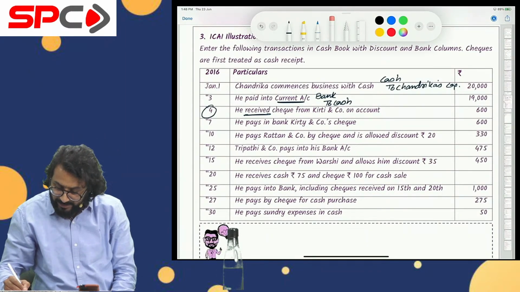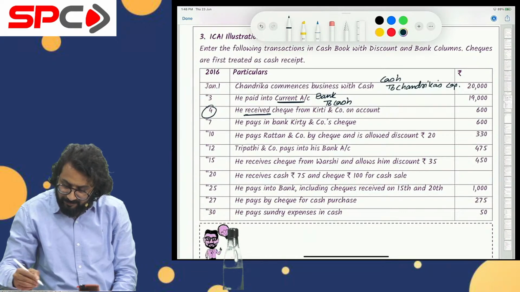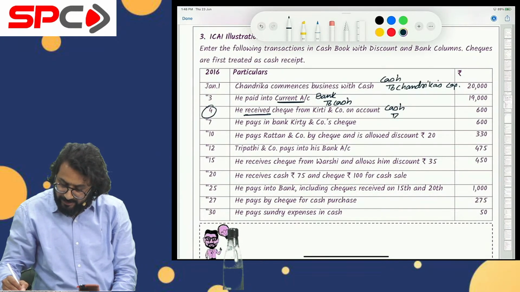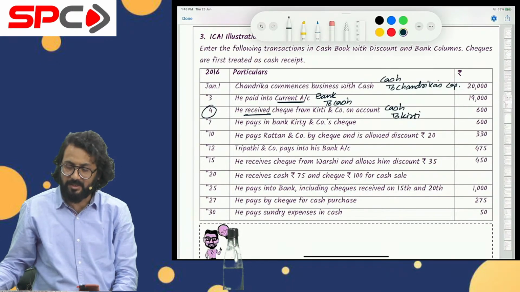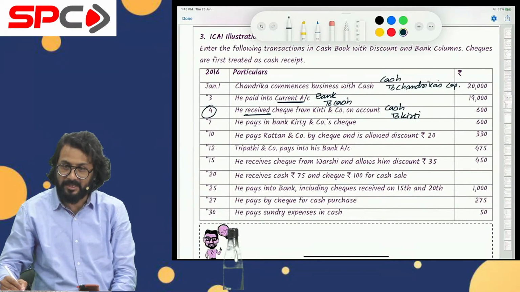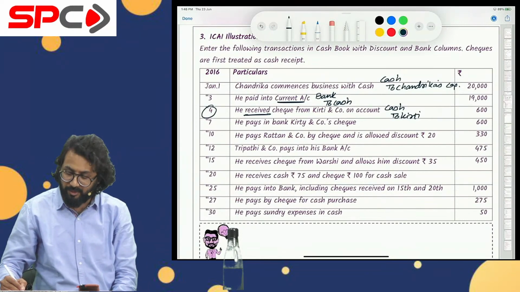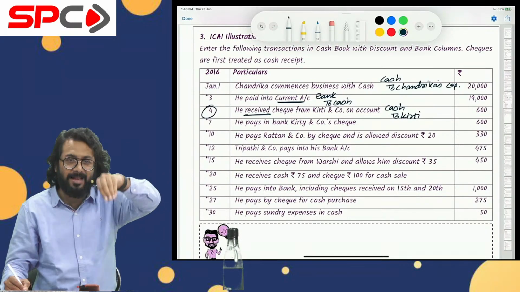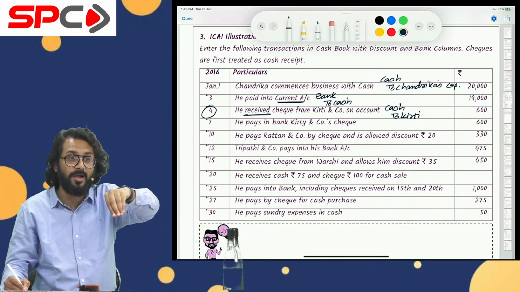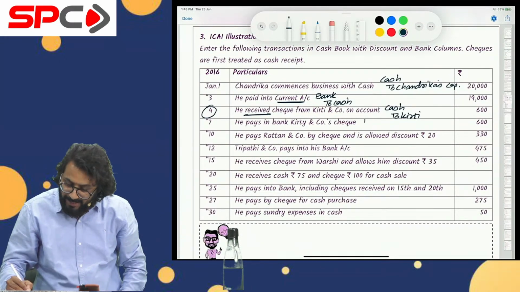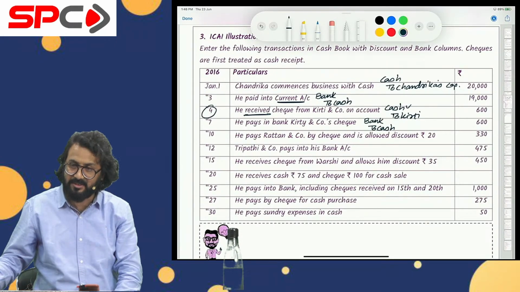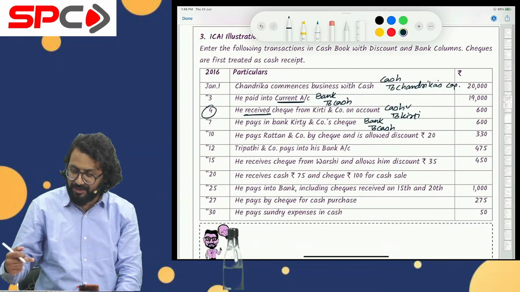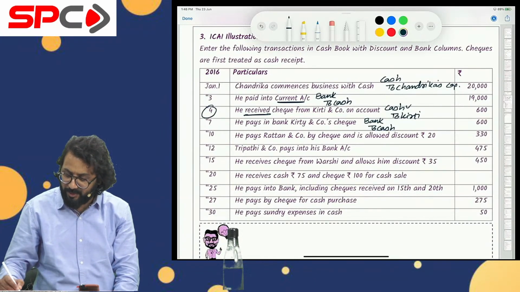So my first entry here would be cash to Kirti. Beta ji, I know you haven't studied this in your foundation, 11th, 12th. There you used to make the entry bank to Kirti directly, but now you are going to make the entry cash to Kirti, and then you don't put Kirti in the bank. You put what? Cash in the bank. So it will become bank to cash, because earlier I treated whatever is the check received as cash. So cash to Kirti and bank to cash. Bank to cash will be contra.